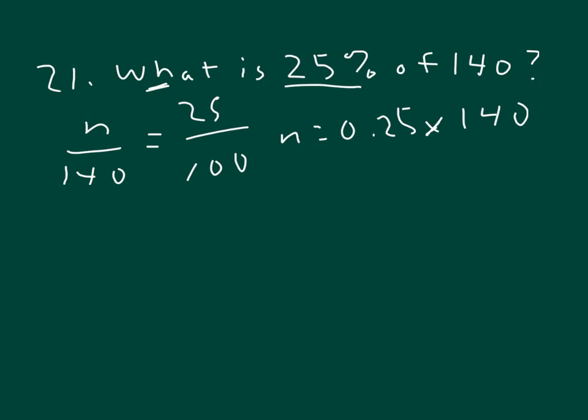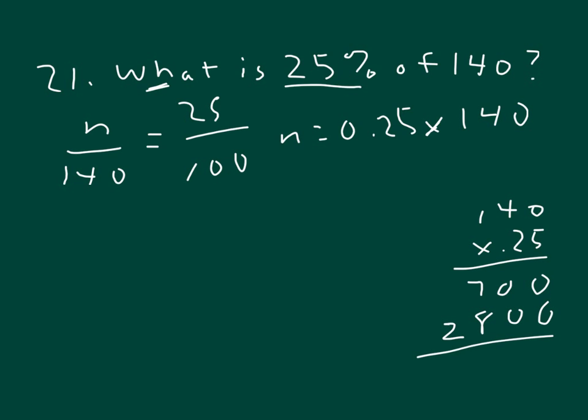140 times 0.25. 2 times 0 is 0, 2 times 4 is 8, 2 times 1 is 2, 0, 0, 35? Yeah, 35. I could rationalize it saying 1/4 of 100 is 25, 1/4 of 40 is 10, and 25 and 10 make 35. So 35 is a good answer.